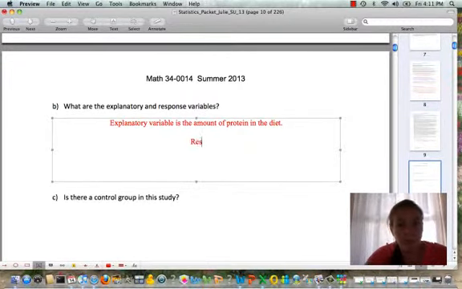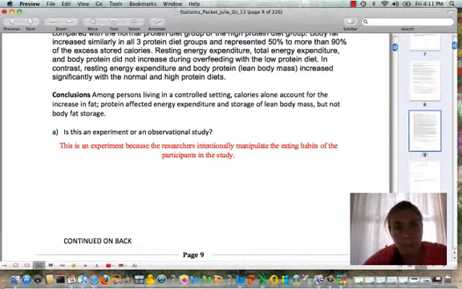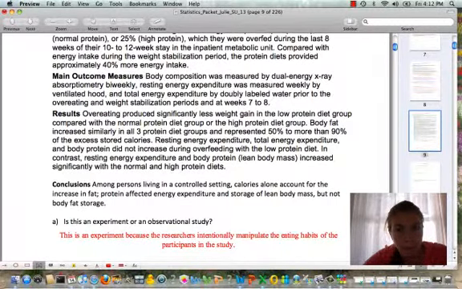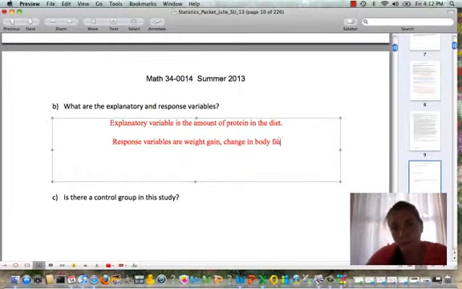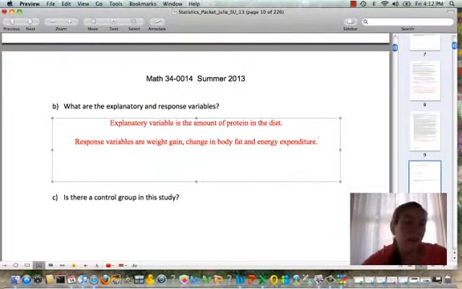So our response variables are weight gain, change in body fat, and energy expenditure. So in this case, there's more than one response variable. That's fine. A study could measure many different things to try to figure out if there's a connection or correlation.